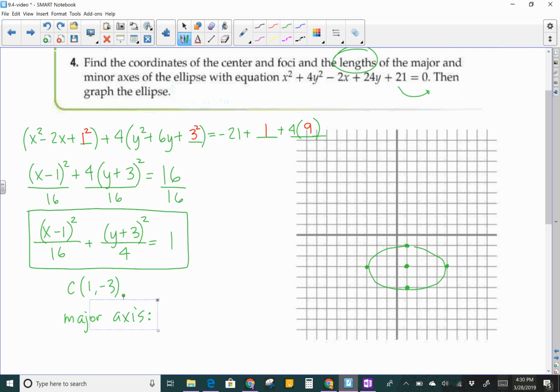Okay, that was really bad, so let me try that one more time. I'm usually better at graphing ellipses. That looks a little better.